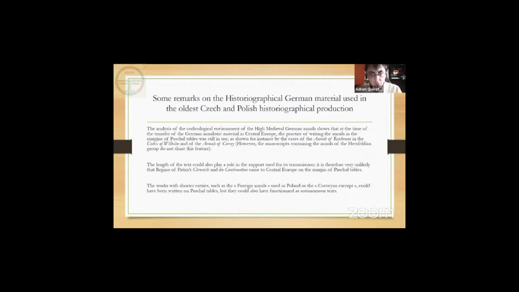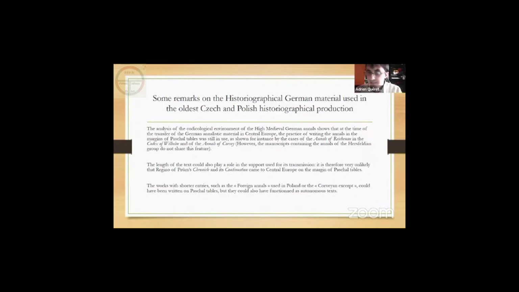So the works with shorter entries, such as the foreign annals used in Poland or the Corvinian excerpt, where one entry is about one sentence of usually less than 10 words, could have been written on Paschal tables, but they could also have functioned as autonomous text.